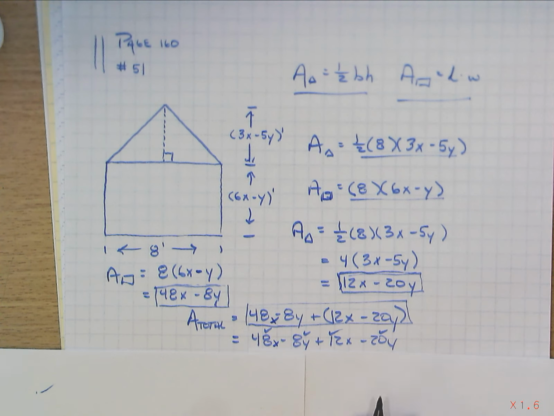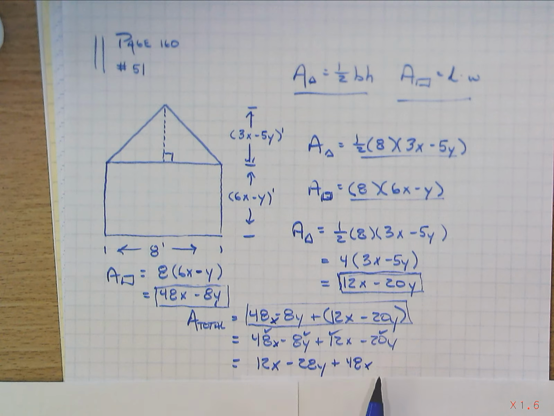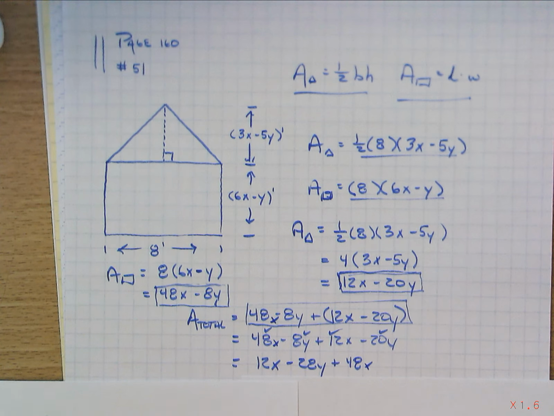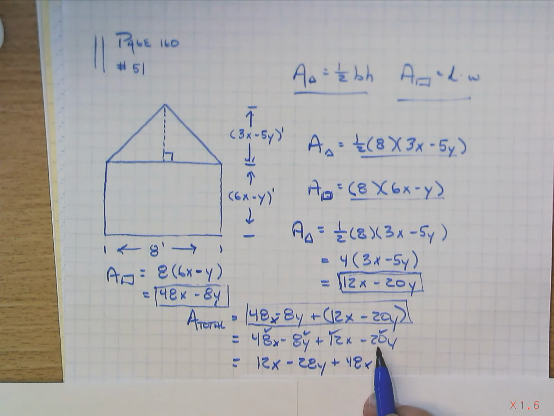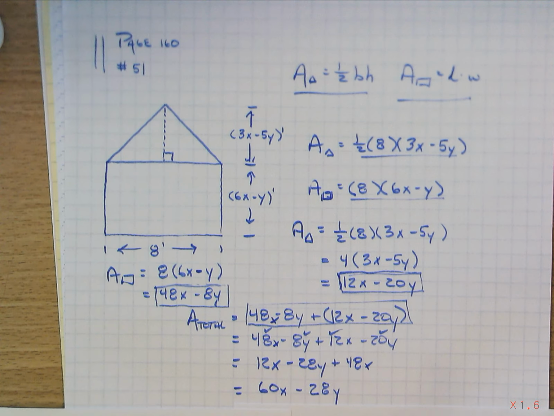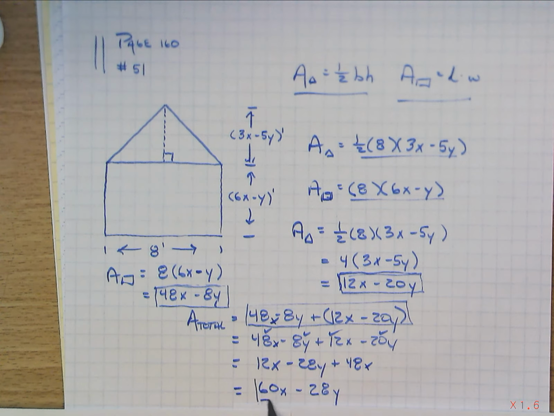Then what we will do is we will combine our y's. I have negative 8 and negative 20 gives me negative 28y. And then 48x plus 12x gives us 60x, and we usually list things in alphabetical order in algebra. So we have the total area is equal to 60x minus 28y.